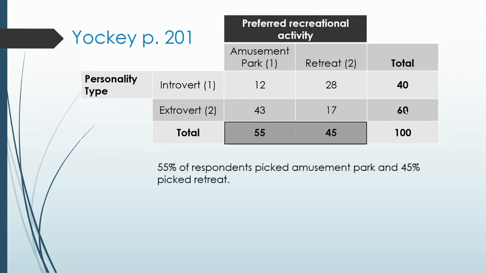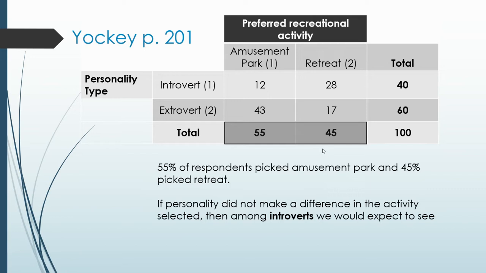So what chi-square does is it takes a look at these numbers and tries to figure out what we observed and compare that to what we might expect if there was not a relationship between personality type and recreational activity. If we just look down here, we can see that 55% of the respondents picked amusement park and 45% picked retreat. So that means that if personality didn't influence what people picked, in other words, if there wasn't a relationship between personality and recreational activity, then if we looked only at our introverts, these 40 people, we might expect different numbers.